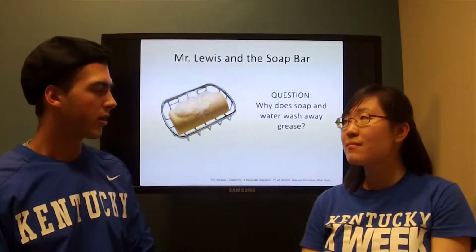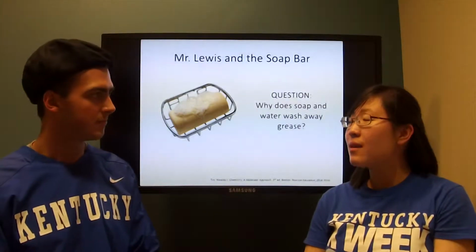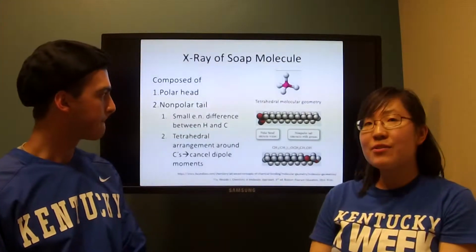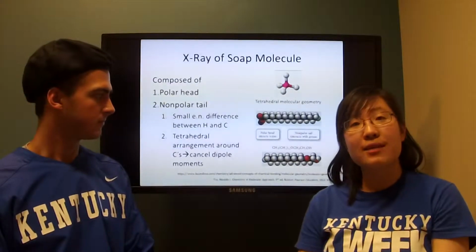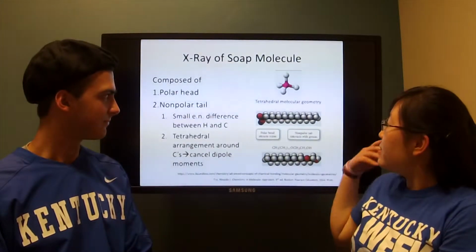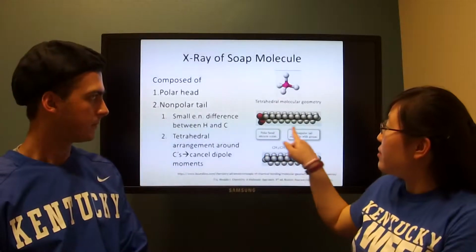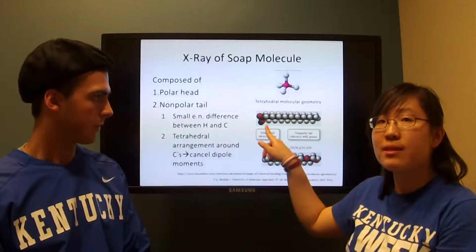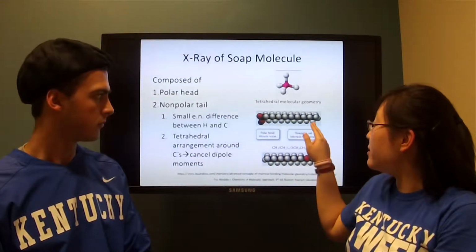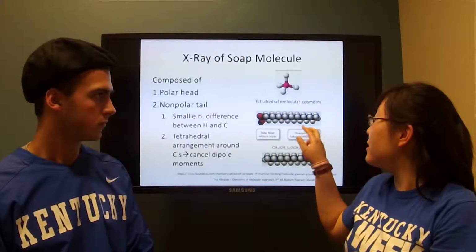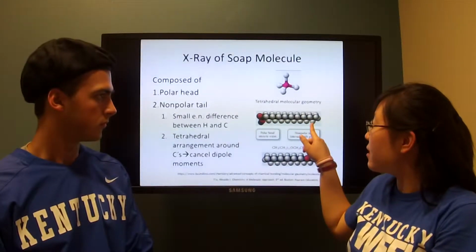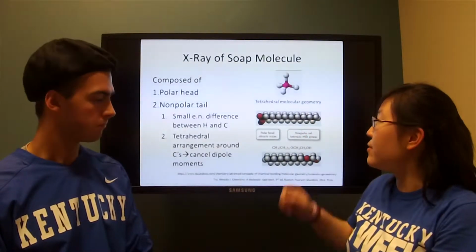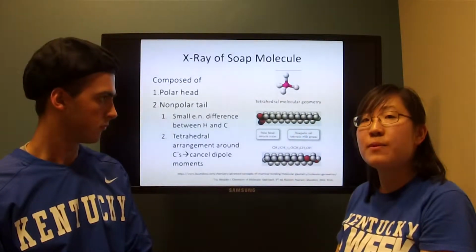So, why does soap and water, and not just water alone, wash away the grease? That's a very good question, and we can actually examine that by looking at the X-ray or the Lewis structure of the soap molecule. As you can see here on the screen, this is what a soap molecule looks like. It is composed of 2 parts: a polar head, which helps to tackle the water, and a nonpolar tail, which helps to tackle the grease. This tail is made up of hydrocarbons, so hydrogens and carbons bonded together, and that's where the Lewis structures actually come in. So let's examine that in a little bit of detail.